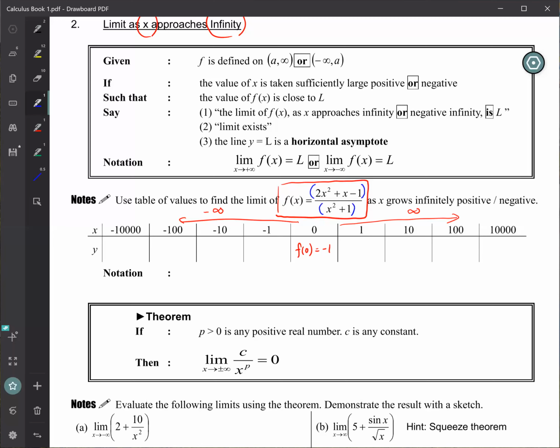Okay, Jeffy, what's your answer for x equal to 1? 1. 1? Yep. Okay. Emily, how about 10? I have 2.0693. Okay. Jesse, how about 100? I got 3/2. 3 over 2, so 1.5.